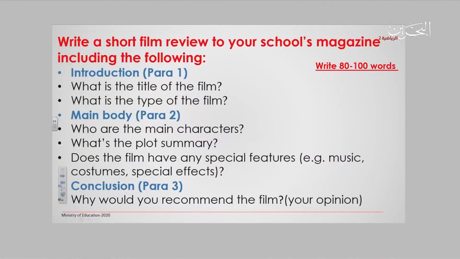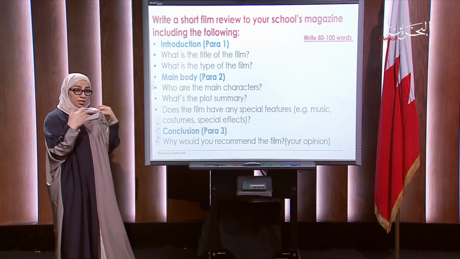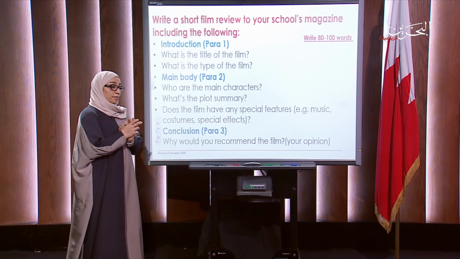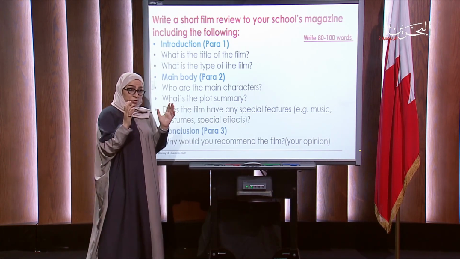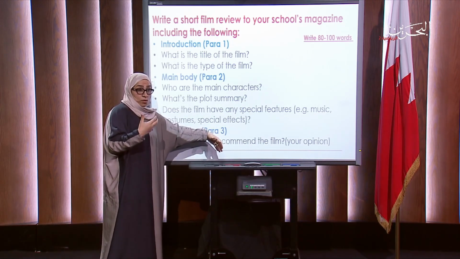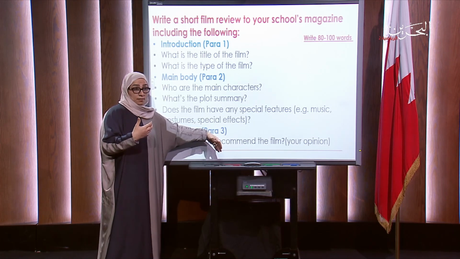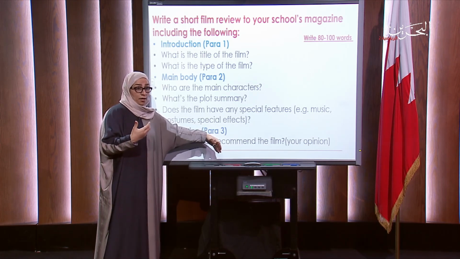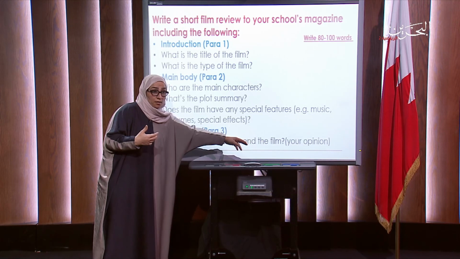Paragraph 2, the main body. We have more information about the film. Who are the main characters? What is the plot summary? Does the film have any special features? For example, music, costumes, special effects. These are the things you may include. Last paragraph, the conclusion will be what you're recommending. Why would you recommend this film? You have to give your reason, why, and your opinion.